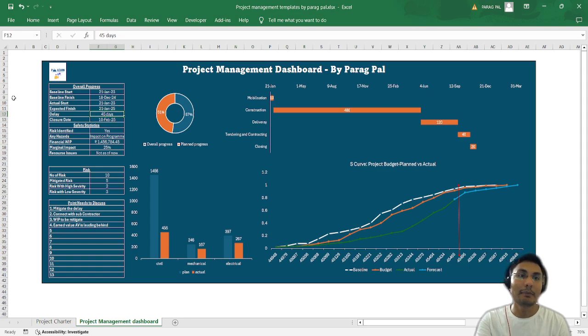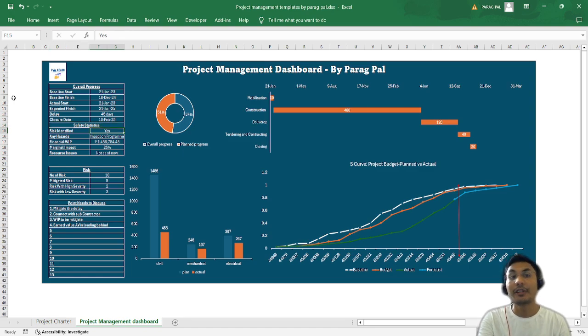You can see the baseline finish was 18 December, it was supposed to be complete by then, but because of delay, it is getting completed on 10th of Feb 2025. That is a huge difference, right? So this representation is really helpful and straightforward for the higher management to understand where we are standing with respect to the deadlines.